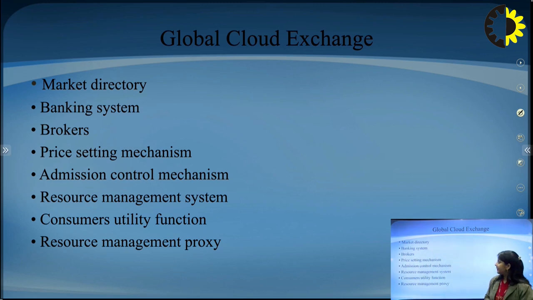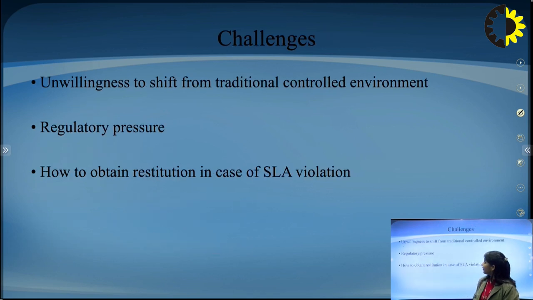So what is the main meaning of global cloud exchange? First is the market directory. The directory is going to be global, and there will be a banking system, brokers, price setting mechanism, admission control, resource management system, consumer utility functions, and resource management proxy. So all these functions will work on the global cloud exchange.